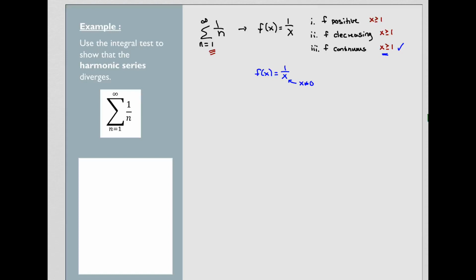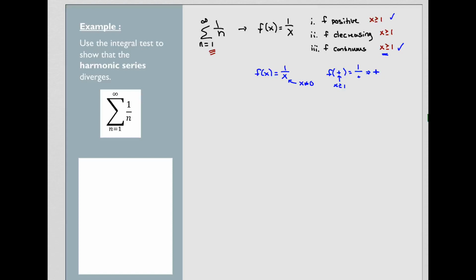It's also positive, right? Because if I put a value in here that is greater than or equal to 1, that means I'm putting in a positive number, correct? And if I take 1 divided by a positive number, well, that's still going to give me something positive. And so f is also always positive from 1 to infinity.